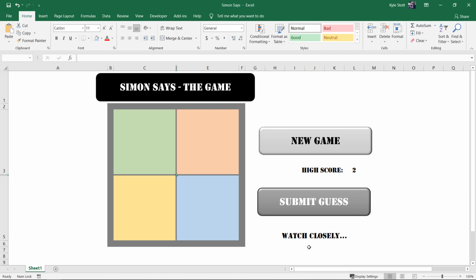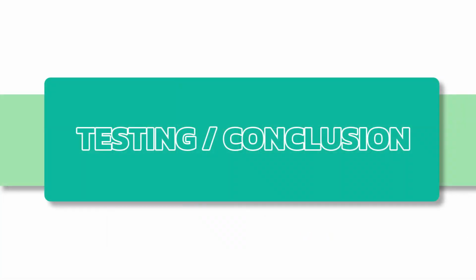Welcome. Watch closely. And again, I'm going to get this wrong on purpose. So your turn. I'm just going to go ahead and do this and submit my guess. And there you go, game over, just like that. So we see how the game works. What we can do now is just go through a test run of everything to make sure everything's working well, and that'll be in the next section.